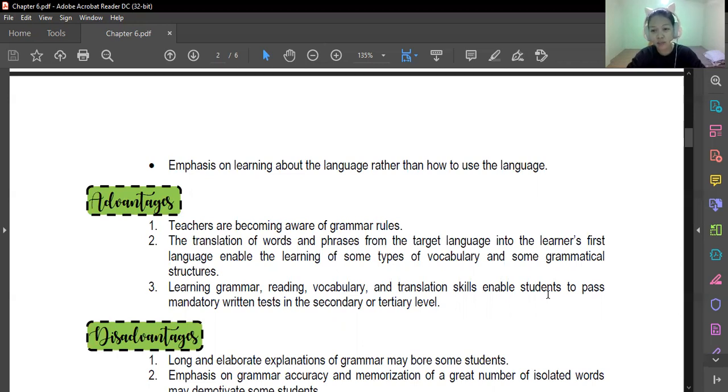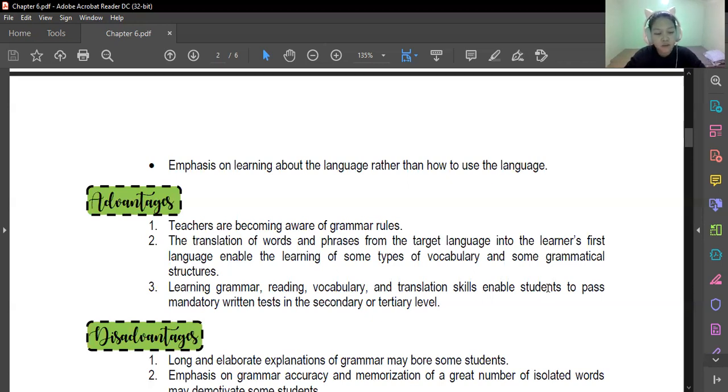So in some ways, or even in most ways, GTM is very helpful because they get to understand that, oh, okay, this is the grammar structure of my L1. It's a little bit different from the structure of my L2. And then they see the differences and the similarities. And they can apply their vocabulary and syntactic skills from their L1, from how they acquired their L1.